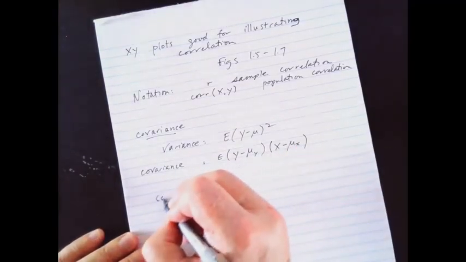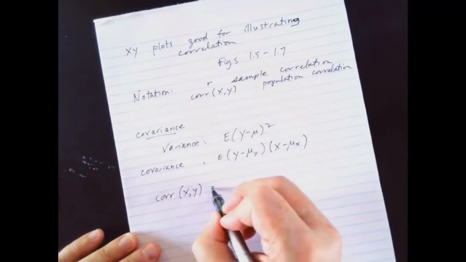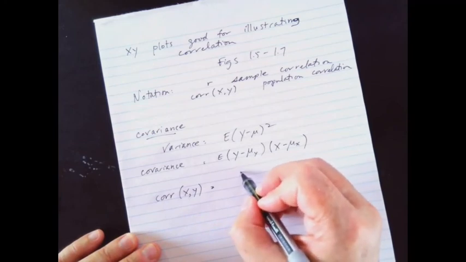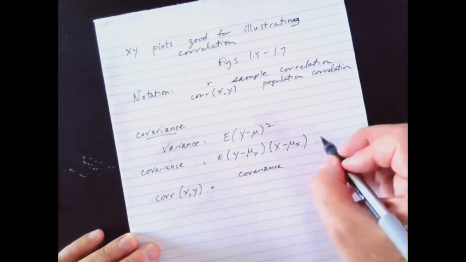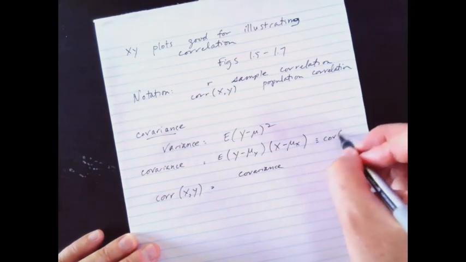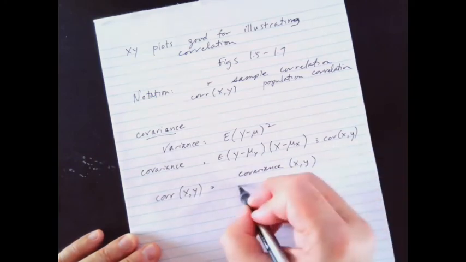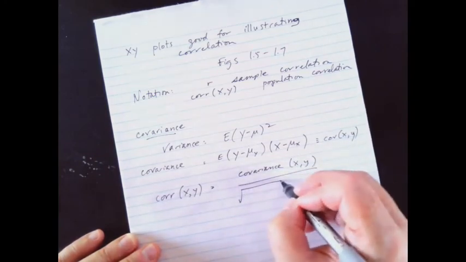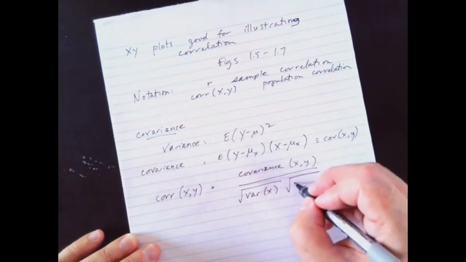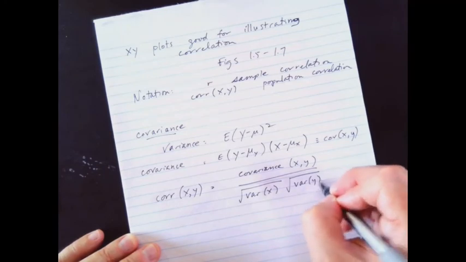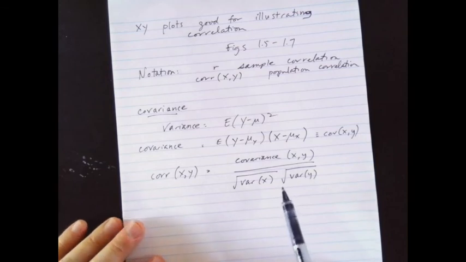So it does turn out that the correlation can be derived from the covariance. I'll call this covariance of x and y. Covariance of x and y divided by the square root of the variance of x and the square root of the variance of y. And the square root of the variance is the standard deviation.